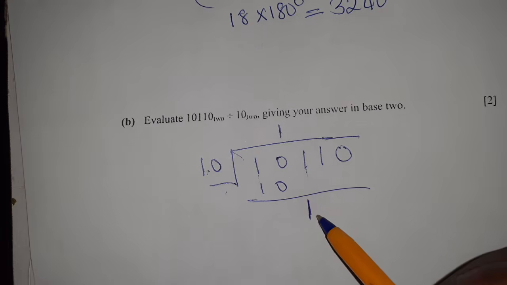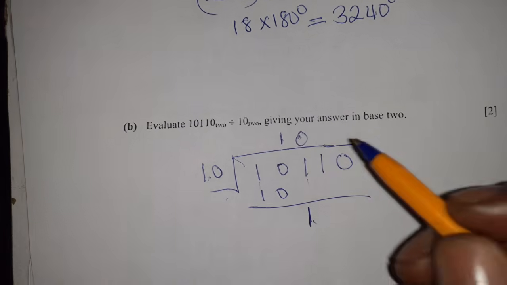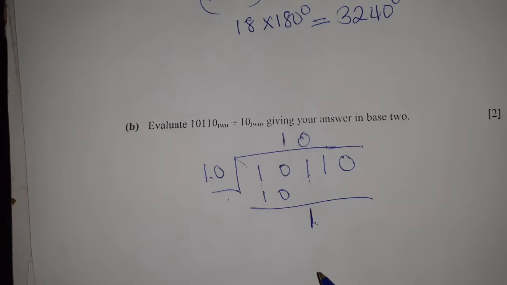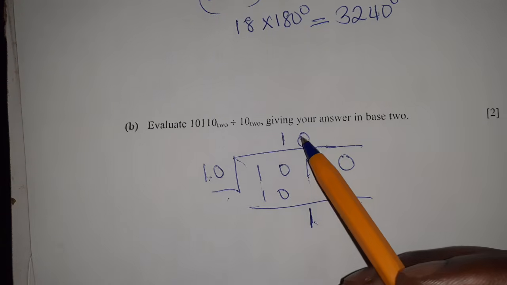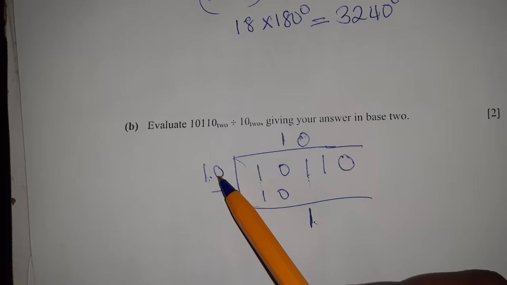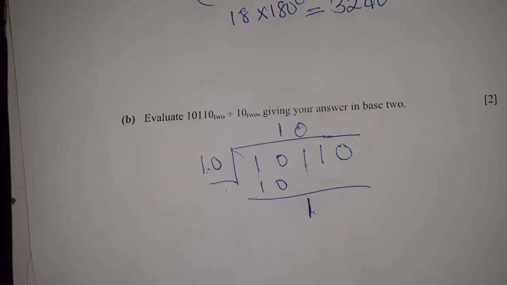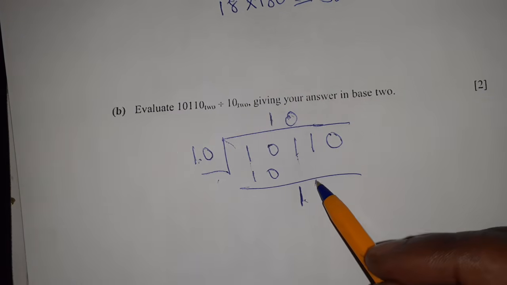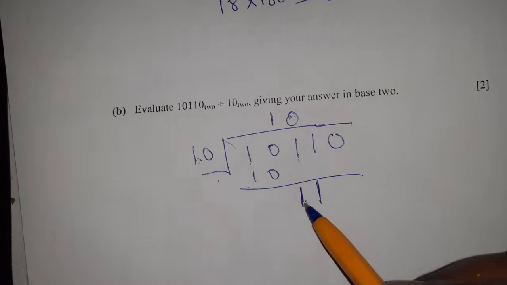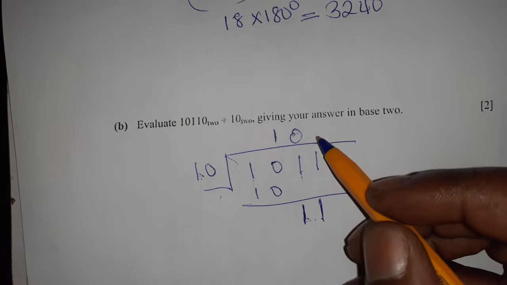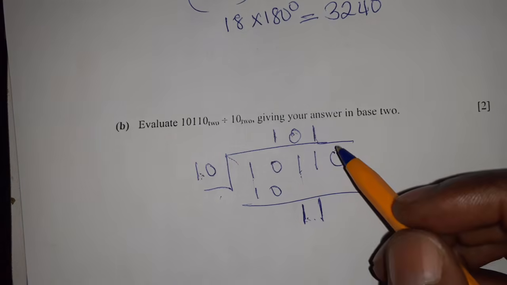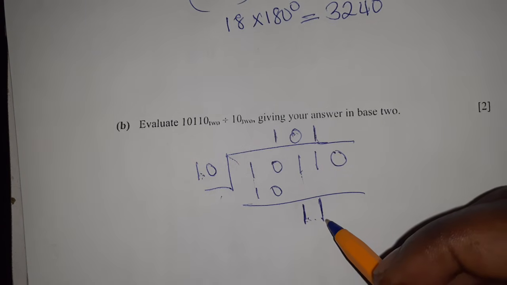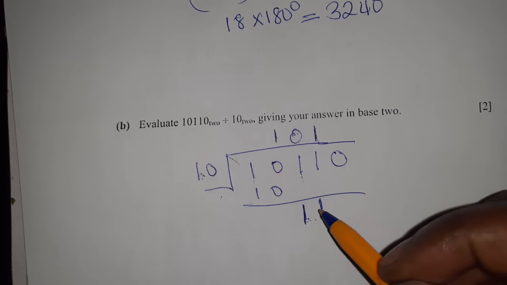Then we say 10 into 1, it can't. So you put a 0 here. I'm not going to multiply this by 10 because it will still give me 0, so I'd be repeating the process. So I'll move on to the next one and bring this one down. 10 into 1, it can go in how many times? 1, because we're dealing with binary numbers here. As long as it can go into this number, it's always once.